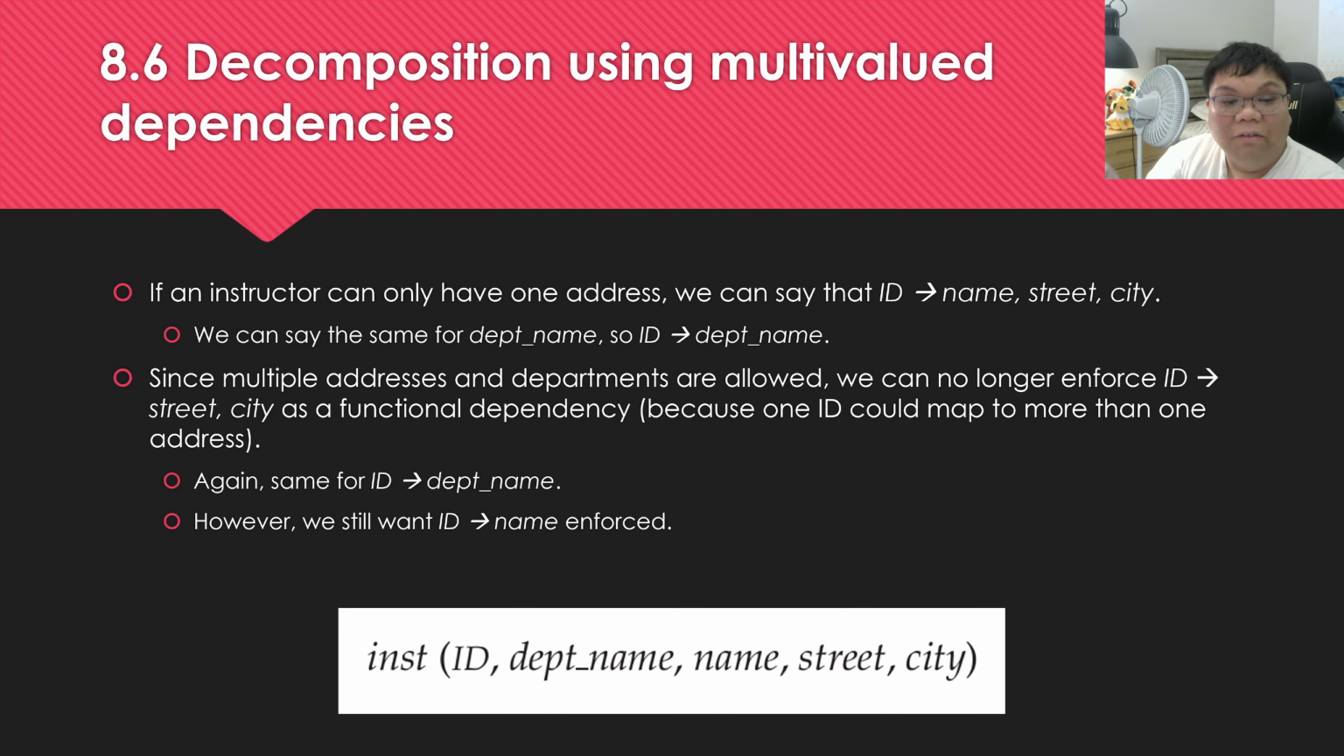Because we allow for an instructor to have multiple addresses and be part of more than one department, we can no longer enforce the functional dependency ID determines street and city. Nor can we uphold the functional dependency ID determines department name. However, we would still like for ID determines name to be enforced.